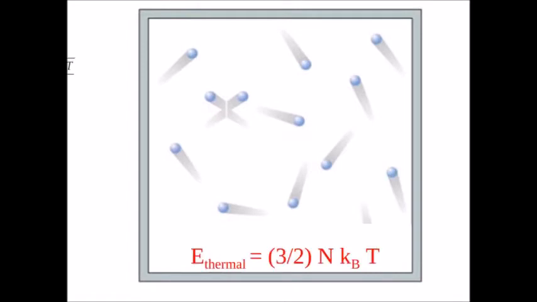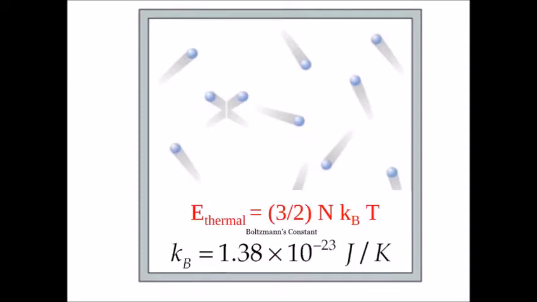And an equation for thermal energy. Thermal energy is equal to 3/2 N k_B T. N, capital N, is the number of molecules, k_B is Boltzmann's constant, and T is temperature. Temperature measured on the Kelvin scale. The Kelvin scale, a good ratio scale. A ratio scale meaning that it has a meaningful 0.0 Kelvin. What does 0 Kelvin mean? It means no thermal energy.